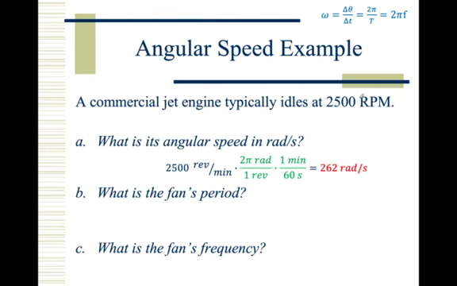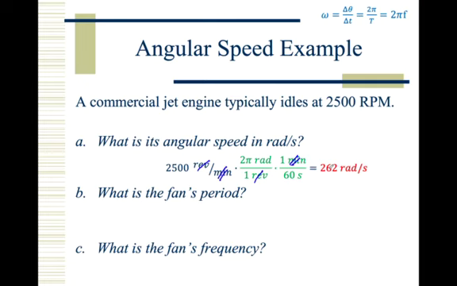You can do some quick factor label. You've got revolutions per minute, 2 pi radians per revolution. That gets rid of the revolutions and gives us radians. We need to get rid of the minutes, and so again, factor label, 1 minute is equal to 60 seconds. If you multiply it through, you'll end up with 262 radians per second.